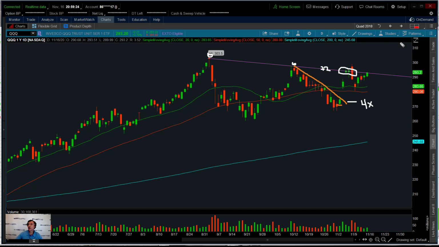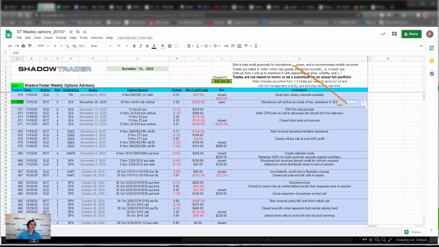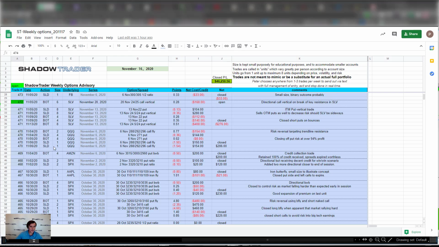And now let's go back to the blotter and see how this trade worked out and how we did this in real time with our subscribers. Notice that here, going back to the trade, the 271 puts on November 4th were sold for a 36-cent credit. The next day, on the 5th, because QQQs moved up, which was exactly what we expected to happen, those puts got demolished and we were able to buy them back for just 2 cents, which is a 94% profit on the put sale.